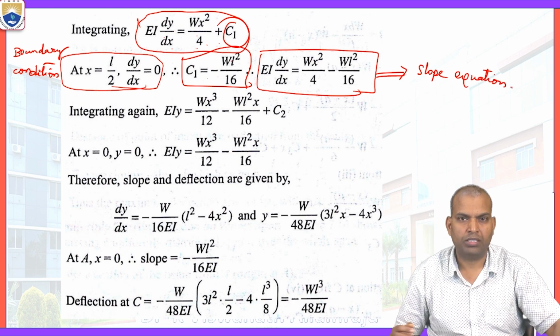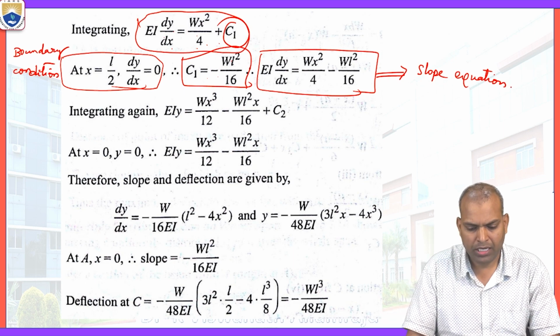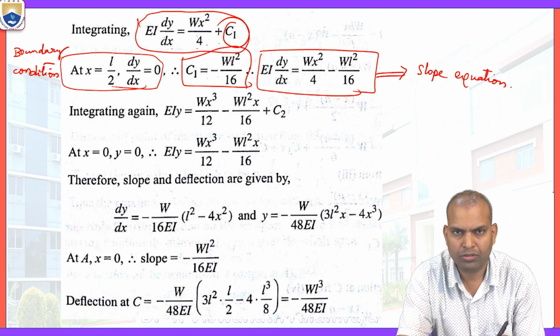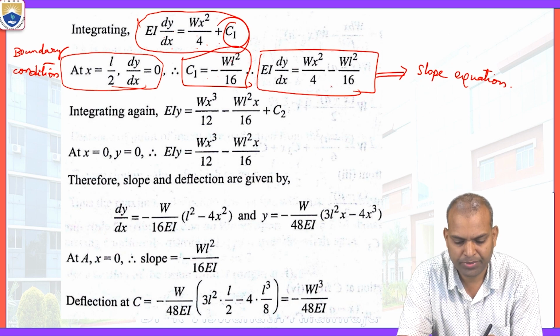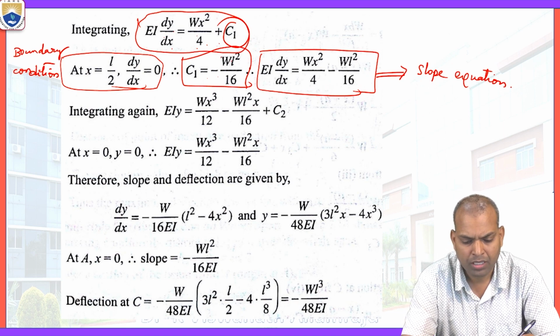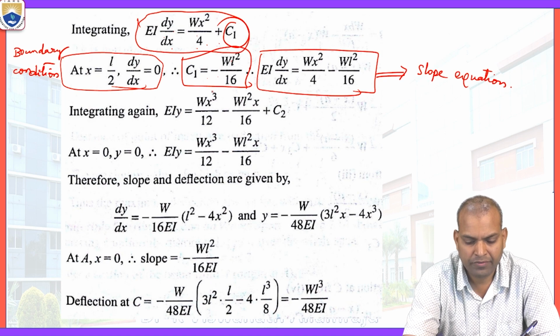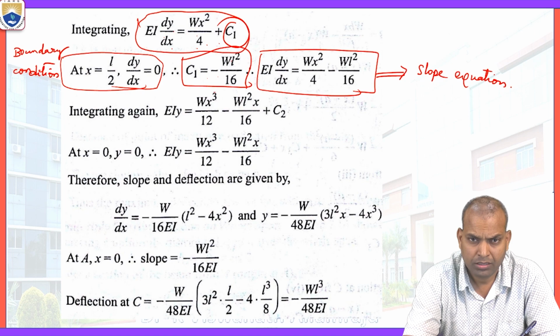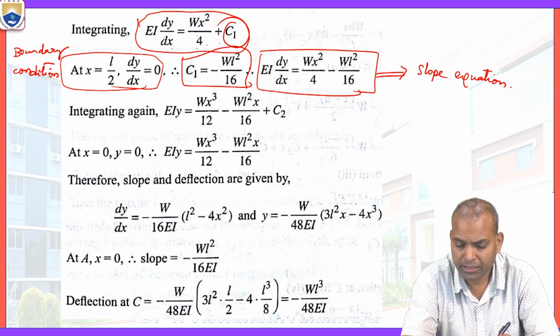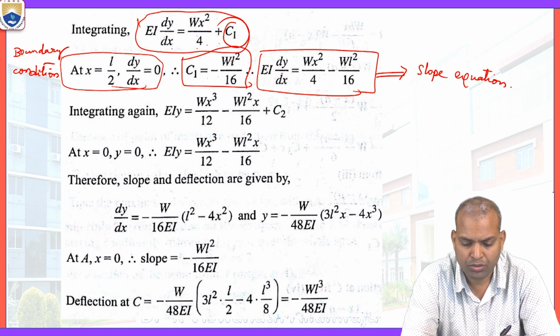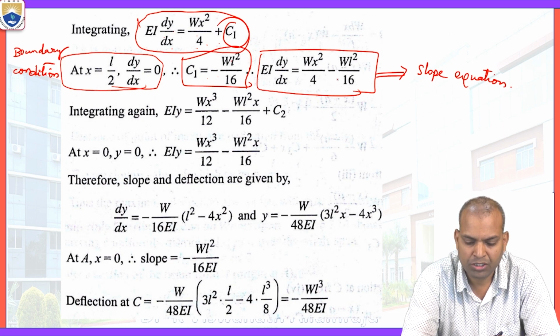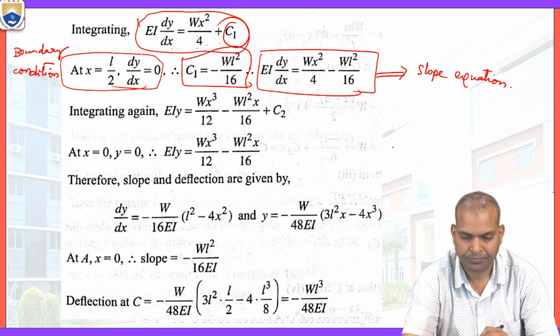This equation is known as the slope equation. EI dy/dx equals Wx squared by 4 minus WL squared by 16. The slope equation is such that by substituting the value of x, the span of the beam, we get the slope. At x equal to 0, what is the slope? The slope at x equal to 0 becomes theta A. Theta A equals minus WL squared by 16 EI.